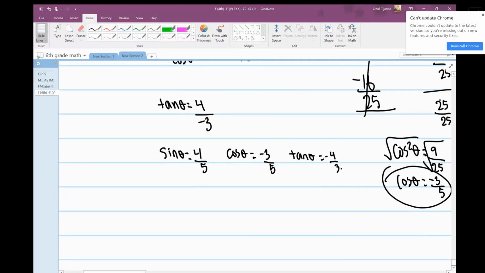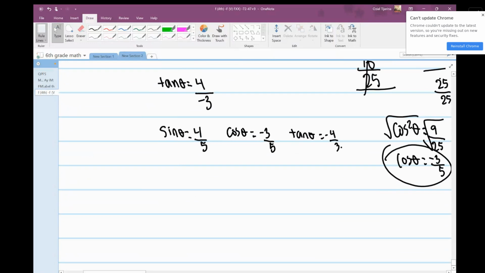Now to find the cosecant, secant, and cotangent, we just have to take the reciprocals. So cosecant theta is 5 over 4. Secant theta equals -5 over 3. And cotangent theta is going to be -3 over 4.